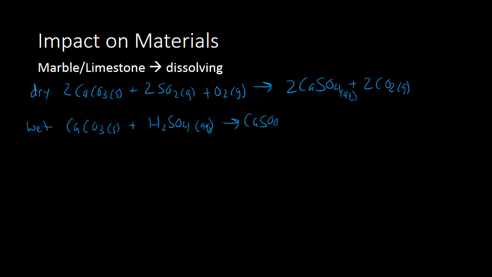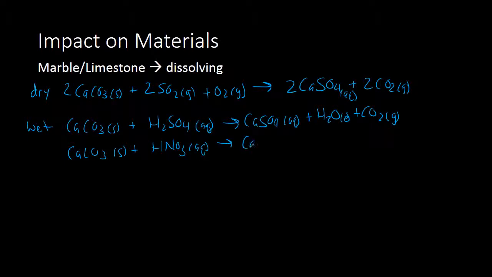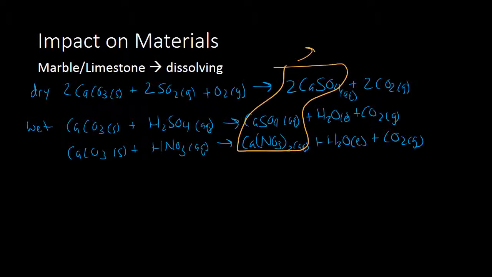And you're going to produce calcium sulfate again. This time you'll have some water and CO2. Then you could also have that calcium carbonate reacting with nitric acid, producing calcium nitrate, water, and carbon dioxide. Now, what you need to know is calcium sulfate and calcium nitrate, these are soluble.